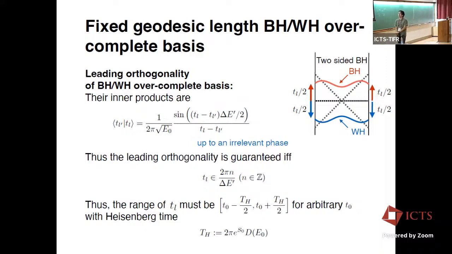So we can consider the inner products of this black hole state and white hole states, and it can be given in the following way. In order to have orthogonality, the condition is to have TL being quantized. And as a consequence, in order to match the dimensionality of the Hilbert space, TL can run from minus TH over 2 to TH over 2, where TH is the Heisenberg time.